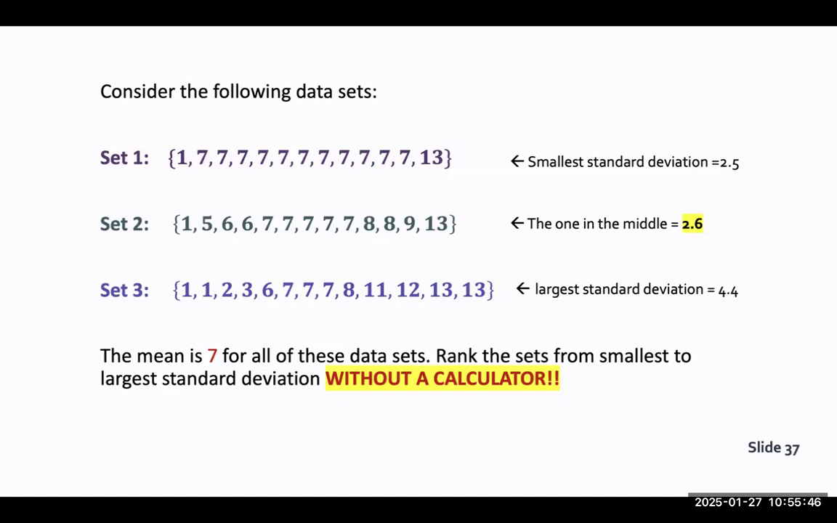Your goal is to understand which sets intuitively would have a smaller standard deviation, which one would have the largest, and so on. And then to see these numbers. If I said match these sets with the correct standard deviation, and I gave you 2.5, 2.6, 4.4, you would be able to match them because you would know the first set has the smallest standard deviation because everything's very similar to 7, and the last one would have the largest standard deviation.